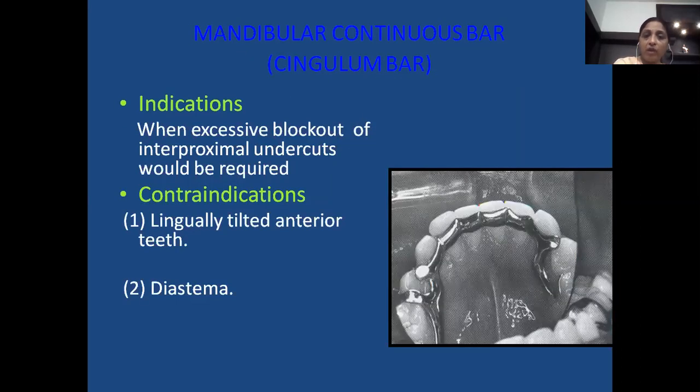Now mandibular continuous bar, that is cingulum bar. This is also indicated when excessive block out of interproximal undercut would be required, but this cannot be given in the cases where the teeth are lingually tilted, because if the teeth are lingually tilted, then the adaptation of this continuous bar would not be possible. And again, in the cases of diastema, if we give this kind of continuous bar, then there will be display of the metal in between the spaces, which will be very unaesthetic. So there also it is contraindicated.